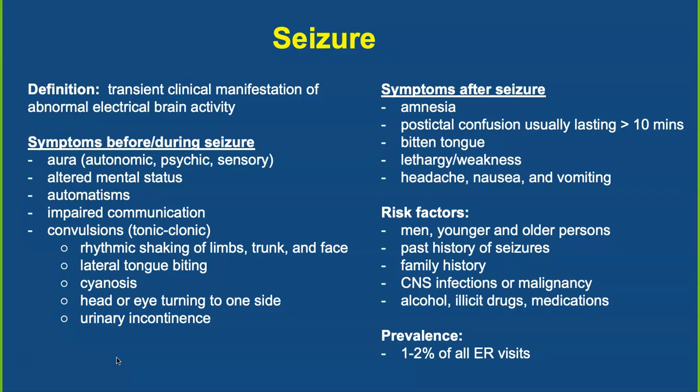Then questions to ask for symptoms for after the seizure. You want to ask if there was any amnesia, any postictal confusion, which is confusion after the seizure that lasts for about 10 minutes. Like I said, tongue biting, any weakness or lethargy or confusion. And this typically you'll see in younger individuals as well as older individuals, people with past history of seizures, multiple seizures. This could also be from CNS infections or different toxins like alcohol or drugs or medications, and is fairly common, being 1 to 2% of all ER visits.